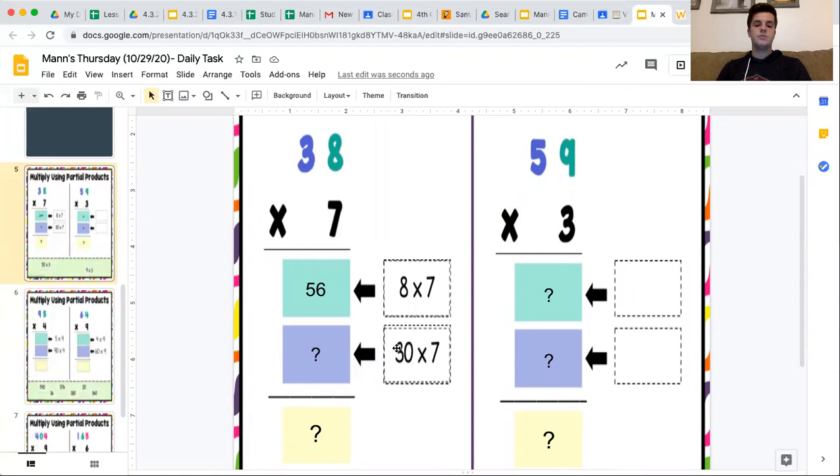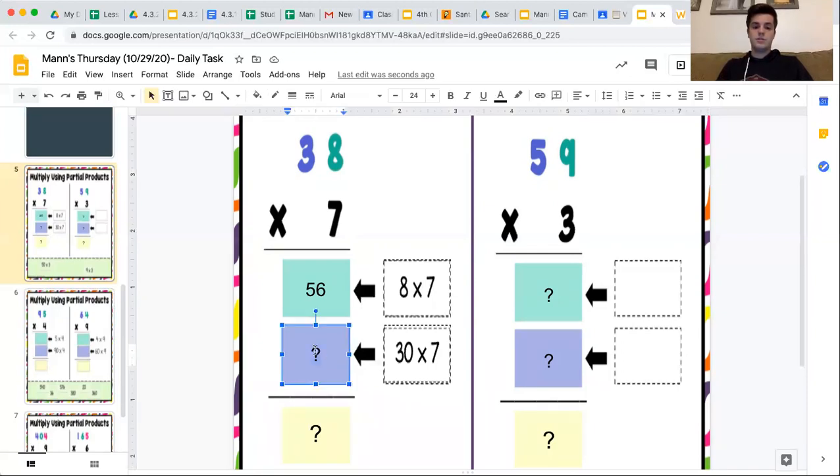So 7 times 3. Let's do 3 groups of 7. So let's count by 7s one more time. And let's count it up 3 times. Here we go. 7, 14, 21. So 21 is the answer to this problem. Oh, but wait, it's not 21. Remember, because we took off the 0, let's add it back on. So the answer is actually 210.